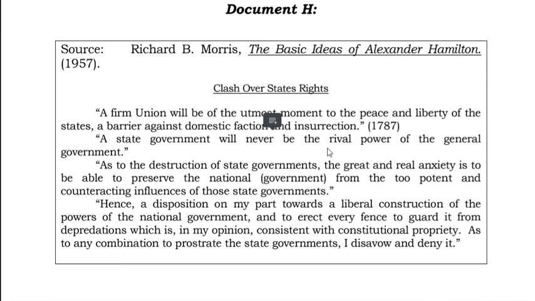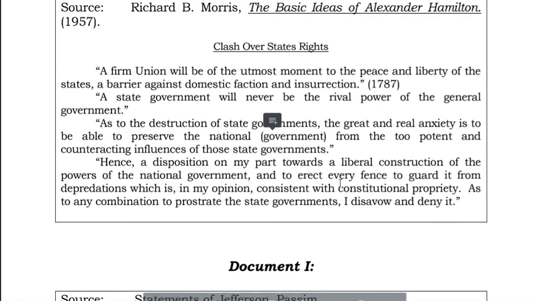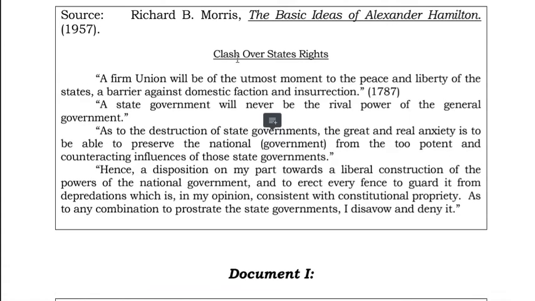Okay, here is a secondary source. This is a scholar that is giving an analysis of Hamilton. Okay, clash over states' rights. So states' rights versus the federal government. This is federalism. Should we have a strong federal government, or should states have the power? A firm union will be of the utmost moment to the peace and liberty of the states, as a barrier against domestic faction and insurrection. We need a strong government to protect against domestic faction and insurrection. Remember Shays' Rebellion? Well, we got to stop that kind of thing from erupting again, and the only way we can do that is to have a strong government.